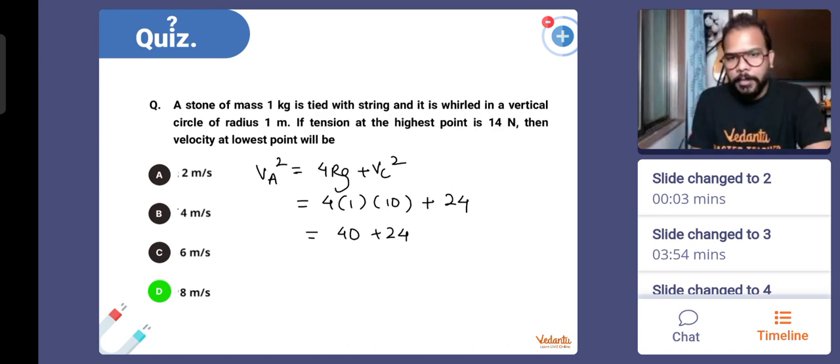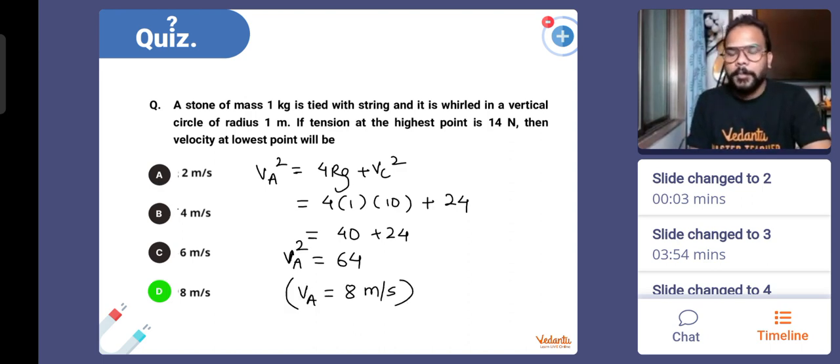So how much is it coming? 40 plus 24 is how much? It is 64 only, yaar. This must be the mistake I made. And what is the square root of 64? 8 comes, right? Nothing is wrong, right? Correct? I was scared because earlier the options of this question were not right. I'll show you that. Earlier these were the options and option D was marked as the correct answer, whereas the correct answer is 8.